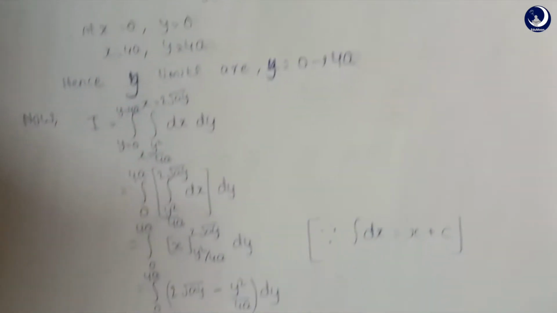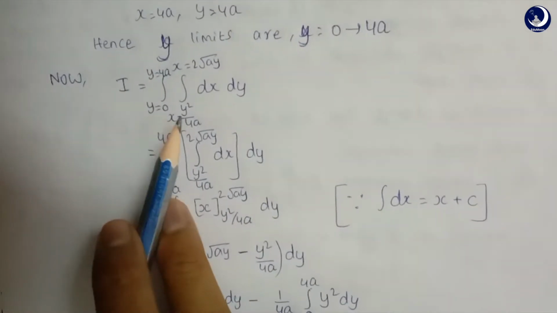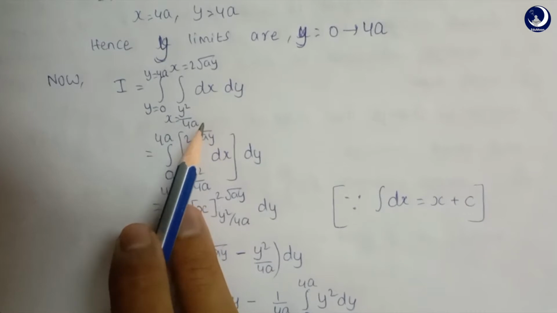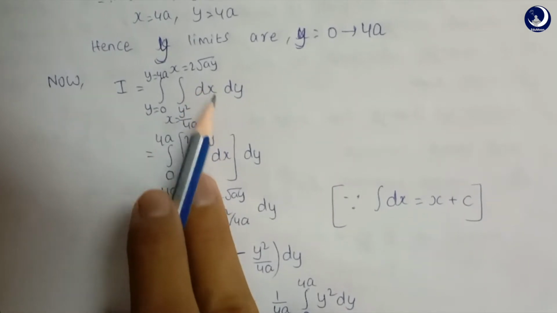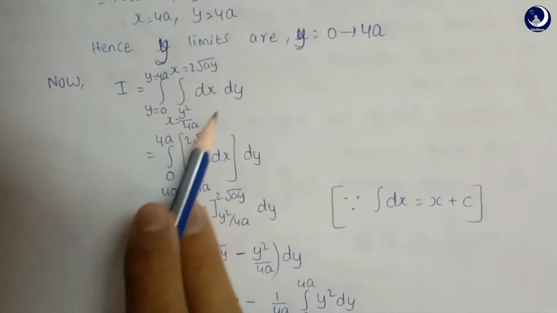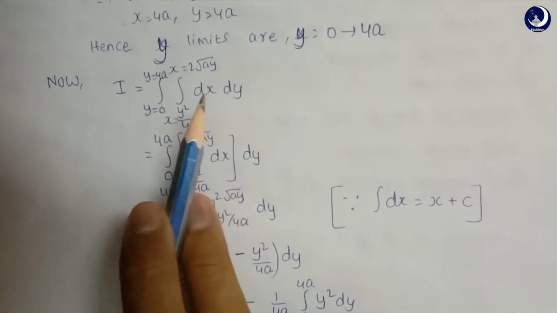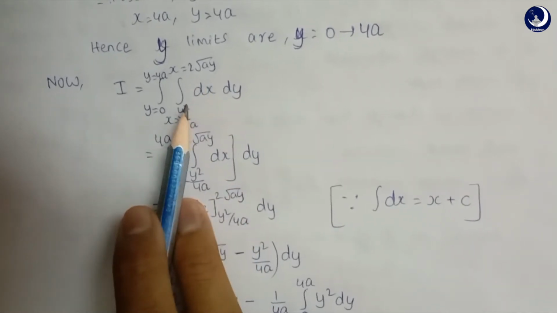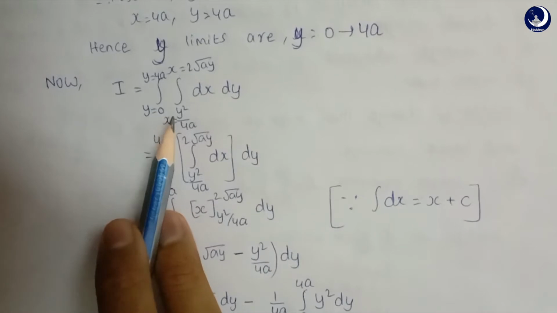Now coming to the required function, I equal to integral 0 to 4a, integral y squared by 4a to 2 root ay, dx dy, where the x limits are variables and the y limits constant. First we integrate with the x limits, after that we integrate with the y limits for the required function.